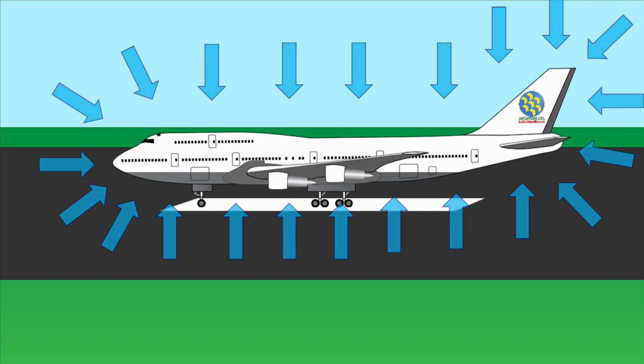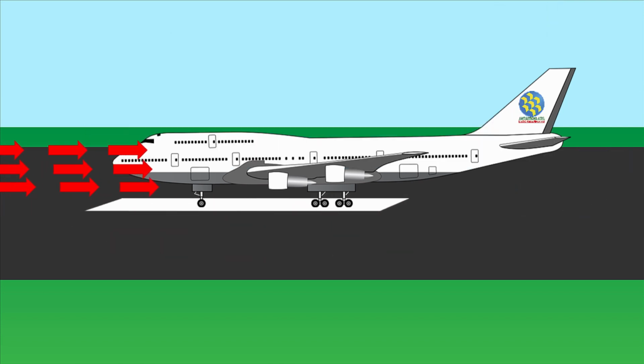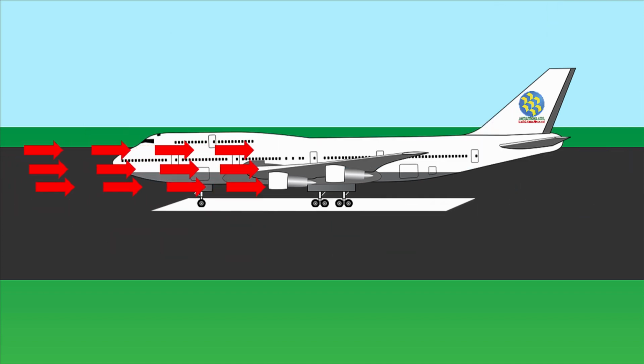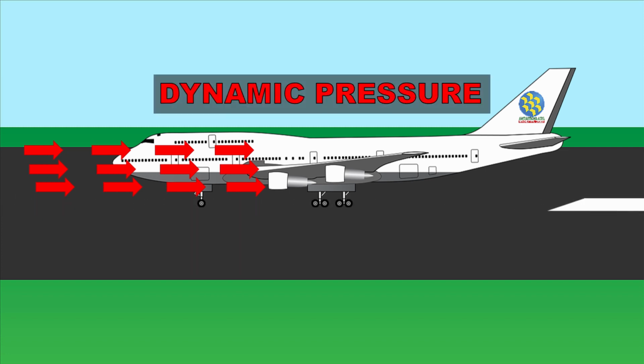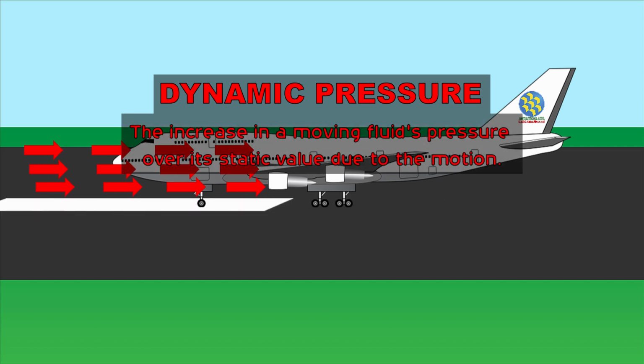to it. Once the object is moving, the forward-facing side of the object will experience additional pressure due to the force of the air that has been brought to rest against the body. This additional pressure is known as dynamic pressure. Dynamic pressure can also be exerted onto a stationary object when the wind blows toward the object. Dynamic pressure is defined as the increase in a moving fluid's pressure over its static value due to the motion.